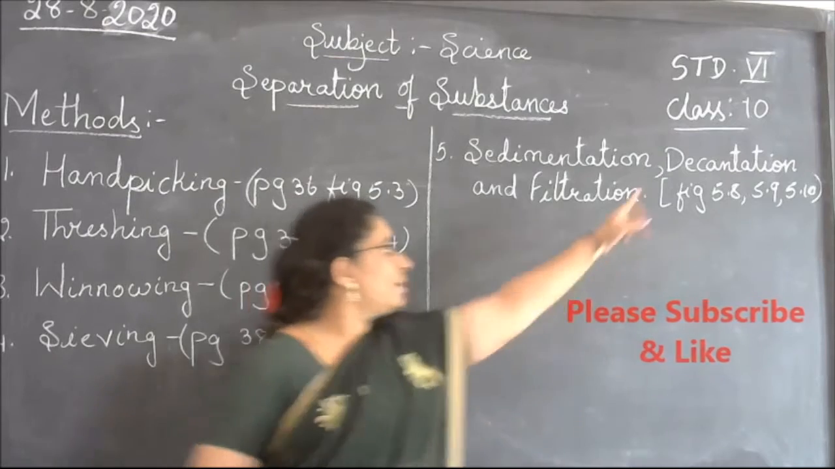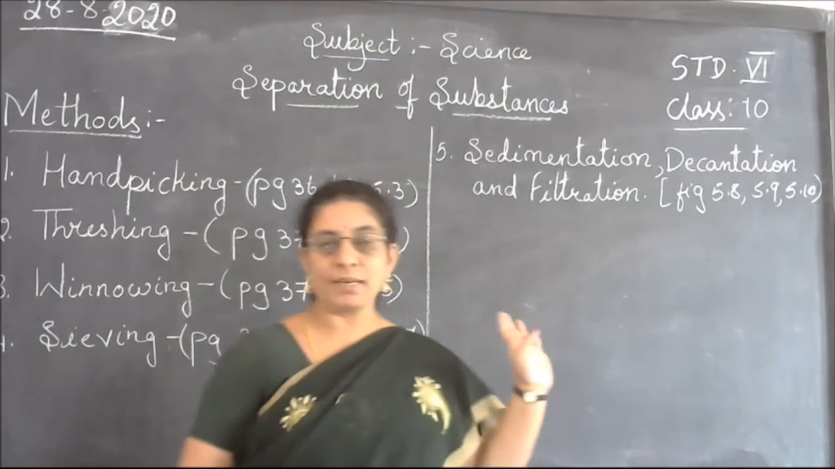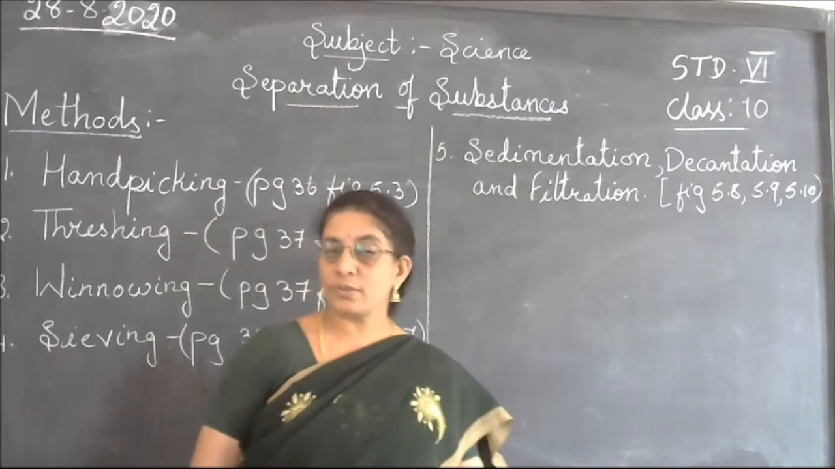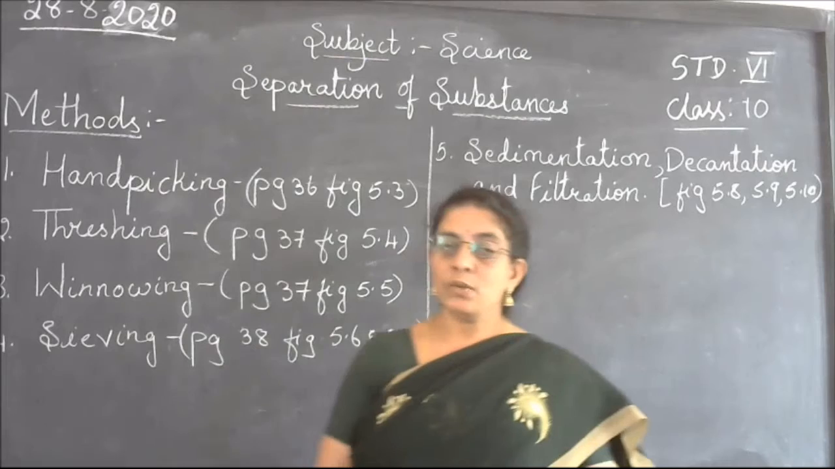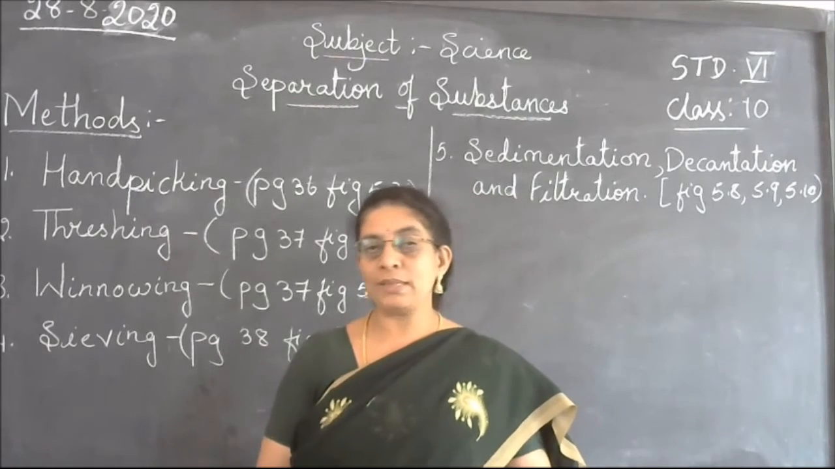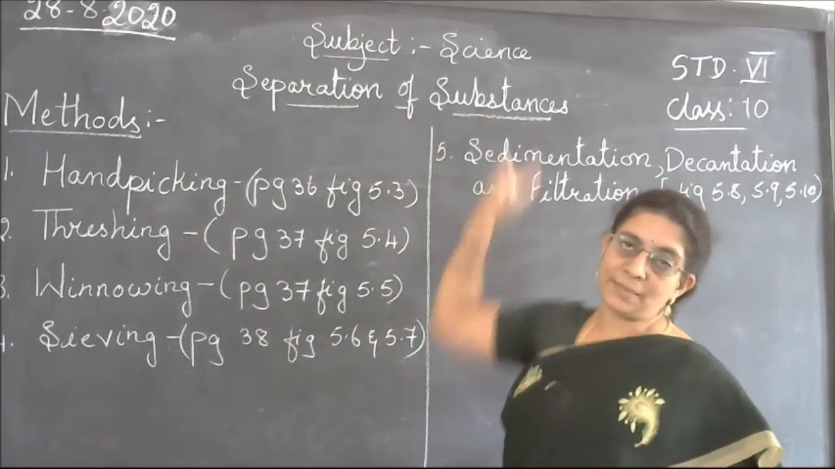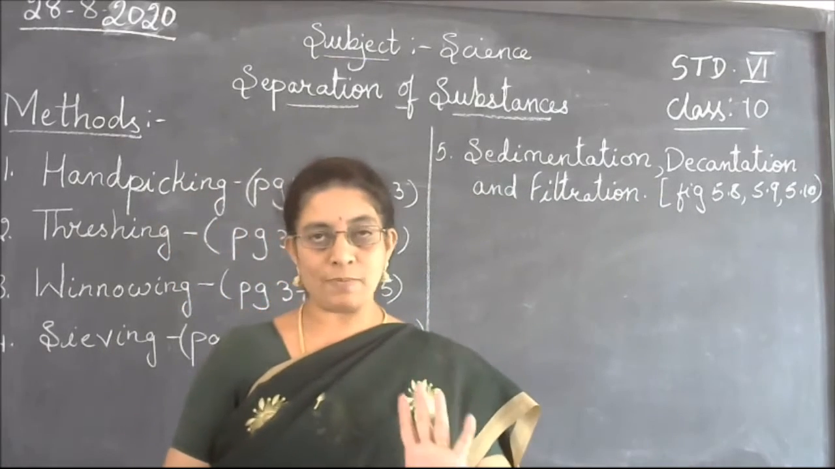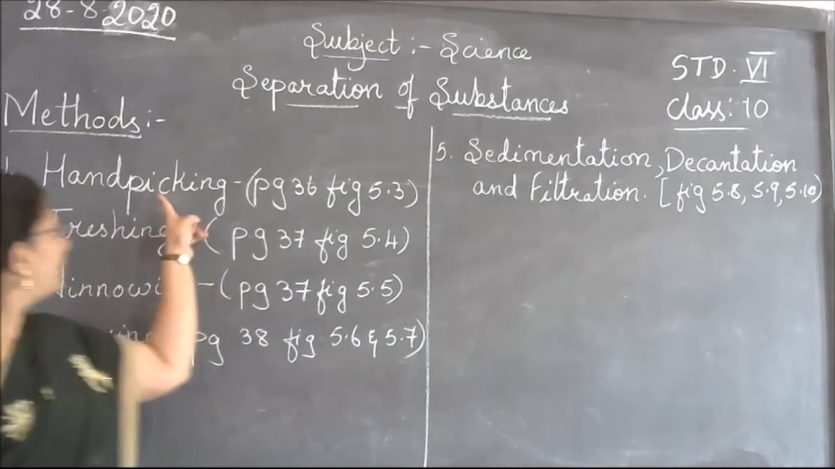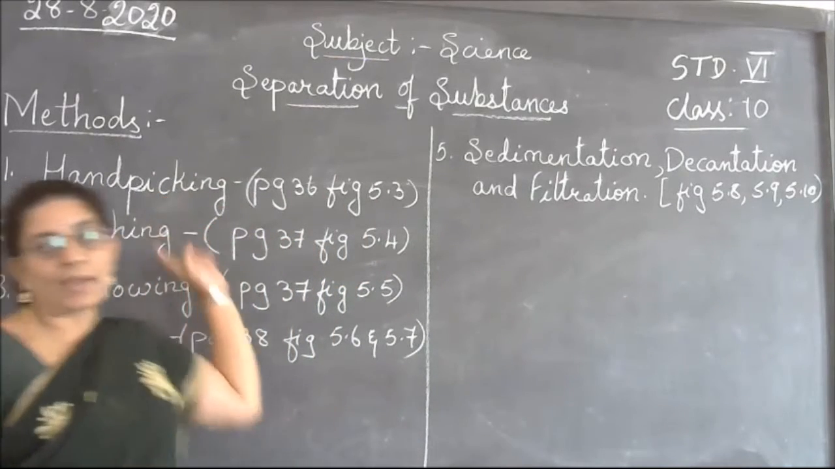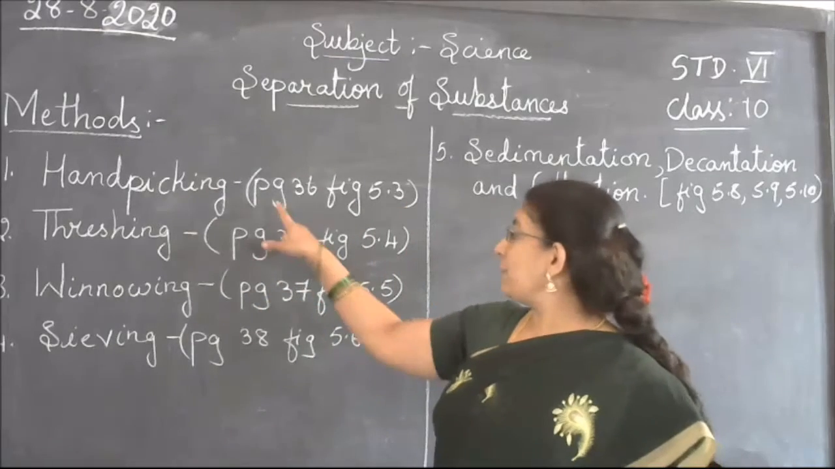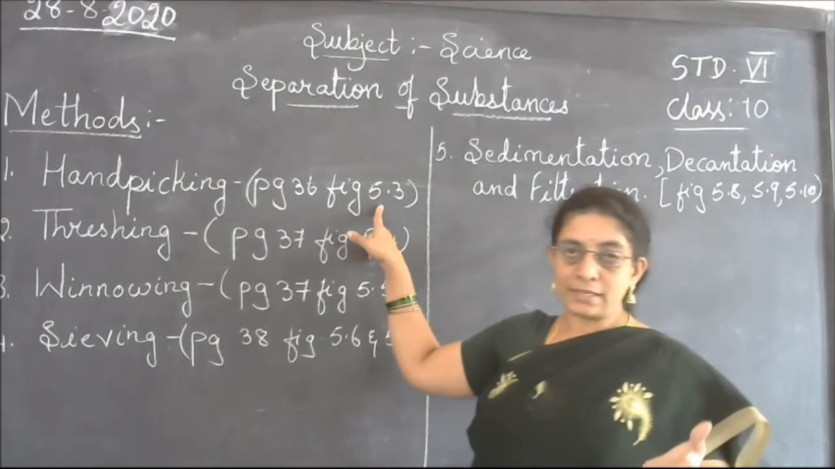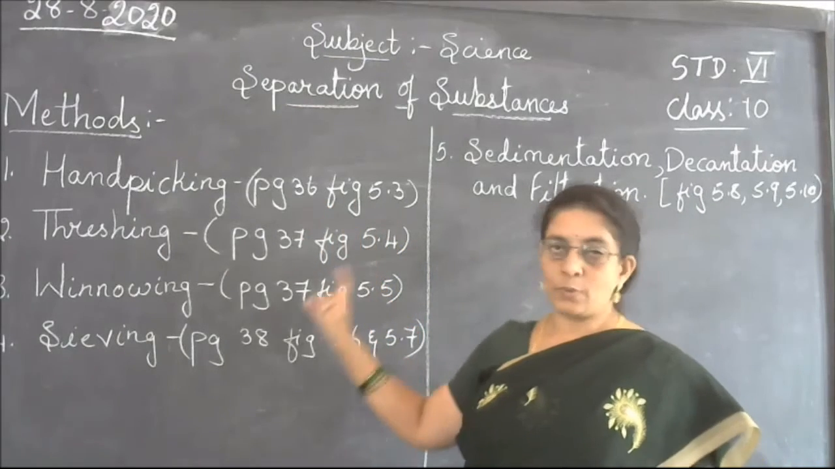Okay, welcome to the 10th session of our online class for the standard of 6 and for the subject of science. Okay, so you remember yesterday we have started with the 5th lesson, that is separation of substances. So in the separation of substances, yesterday I did 4 methods. Okay, one is the handpicking. So handpicking, you can refer to the diagram, page number 36, figure 5.3. So the bigger particles can be separated from the smaller particles.